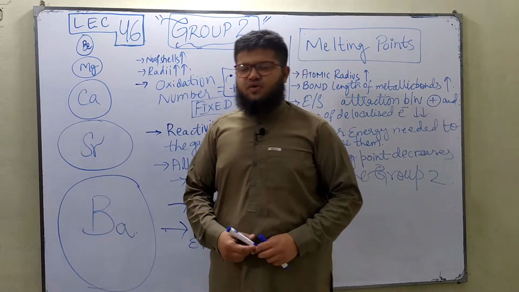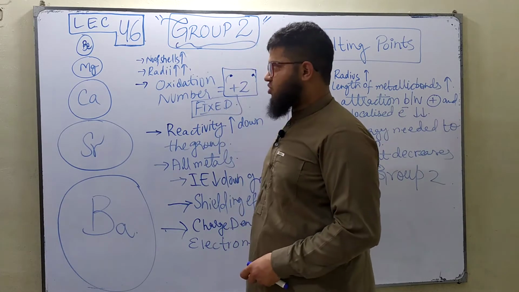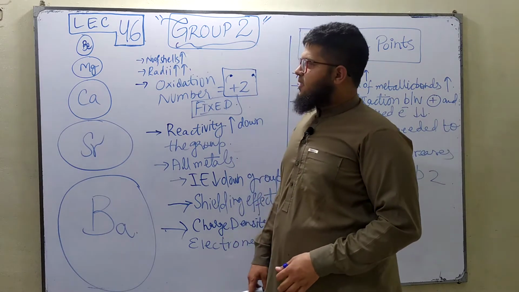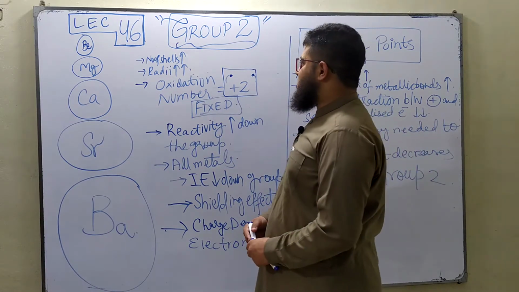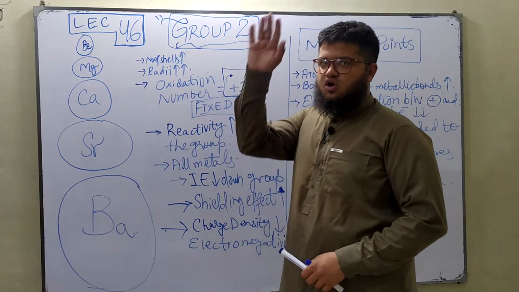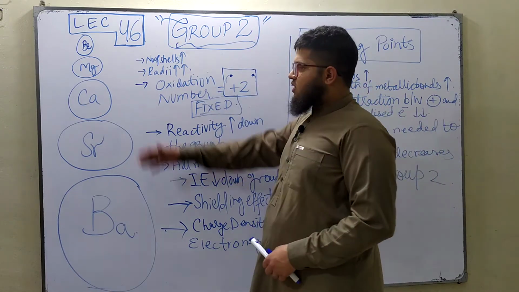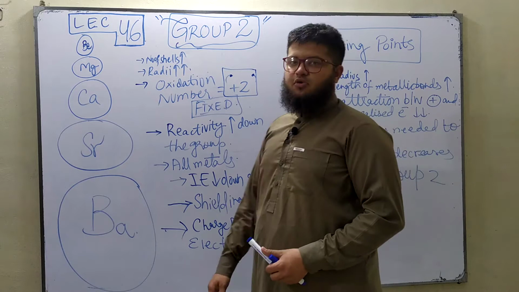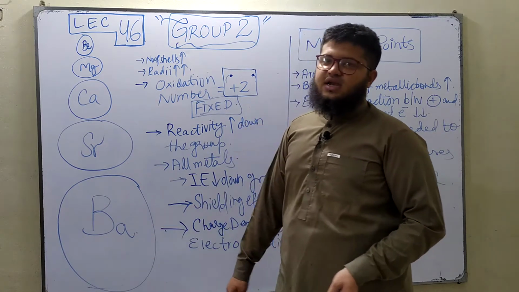Okay, so now in this video we are going to start a new chapter, that is group 2 chemistry. Group 2 is actually the second column of your periodic table. Groups refer to the vertical columns of the periodic table. Now, the elements present in group 2 are pure metals. These are known as alkaline earth metals.